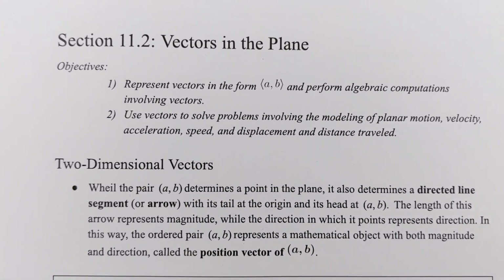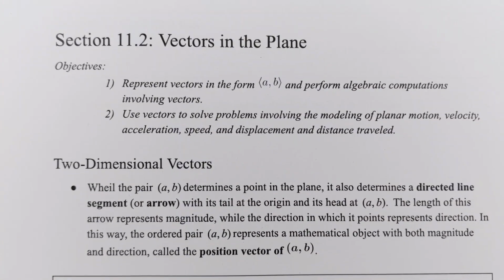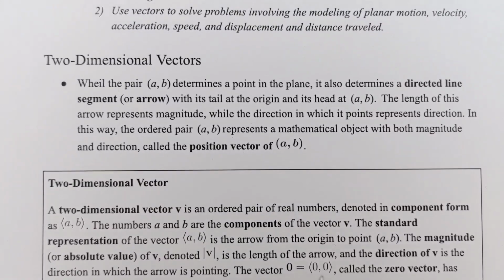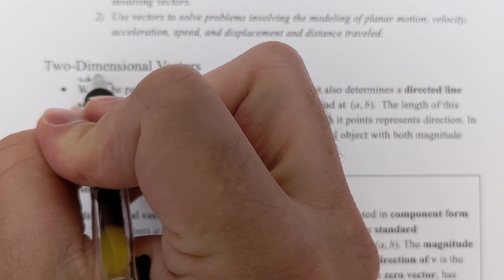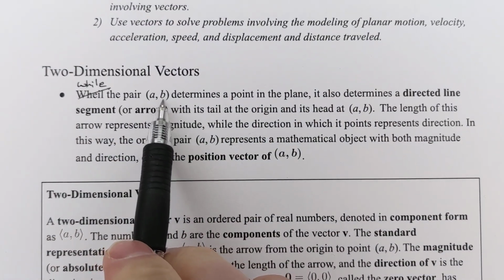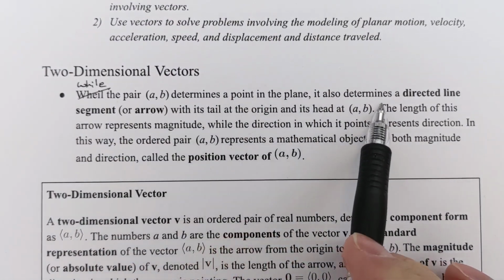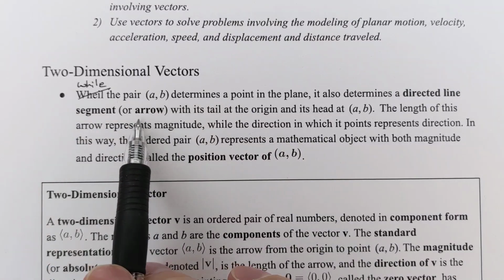All right, good notes for section 11.2, which is vectors in the plane. So we'll start with two-dimensional vectors. While the pair A, B determines a point in the plane, it also determines a directed segment or an arrow.